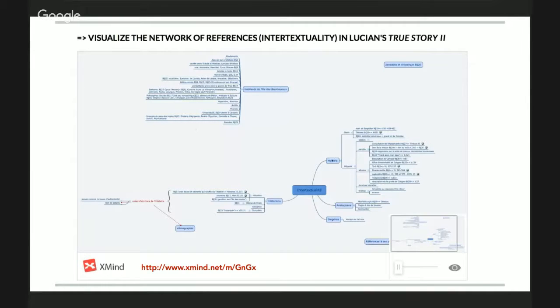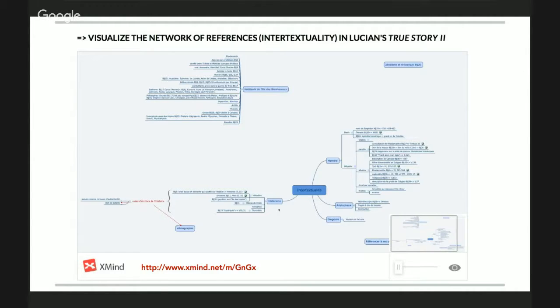of. Maybe you can see all the references that are under Lucian's True Story, with the major reference that is Homer, of course. But there is also Aristophanes and historians, because Lucian was very interested by history and not only with stories.